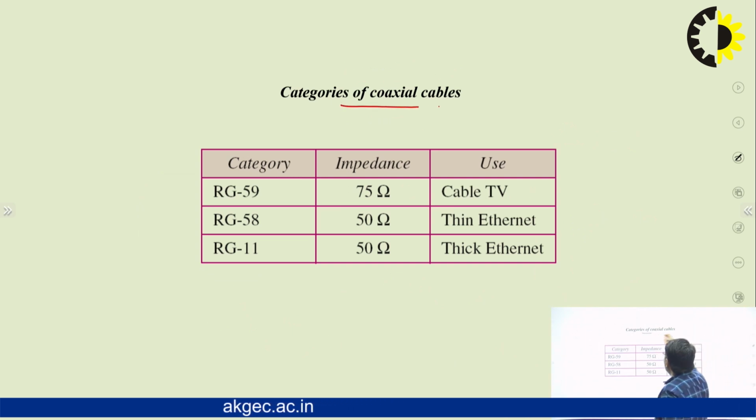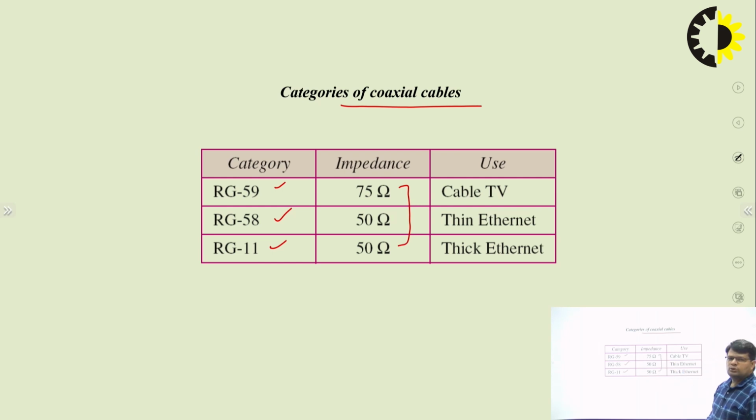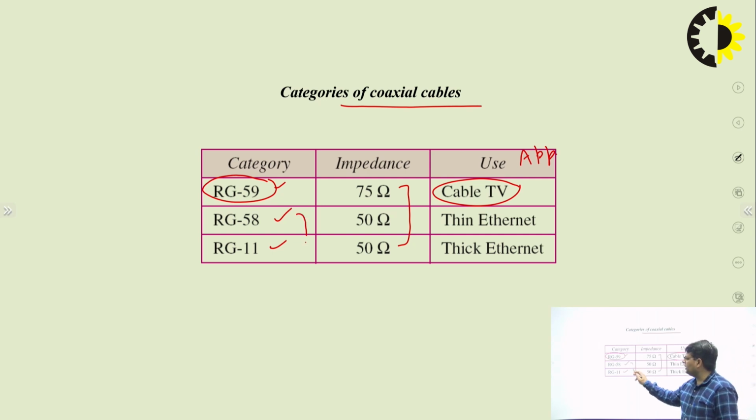The coaxial cable can also be available in various categories, for example RJ11, RJ58, RJ59. These are the impedance values for these coaxial cables, and these are some popular applications: RJ59 category coaxial cable can be used for the cable TV, and RJ58 and RJ11 can be used in the case of Ethernet or LAN connections.